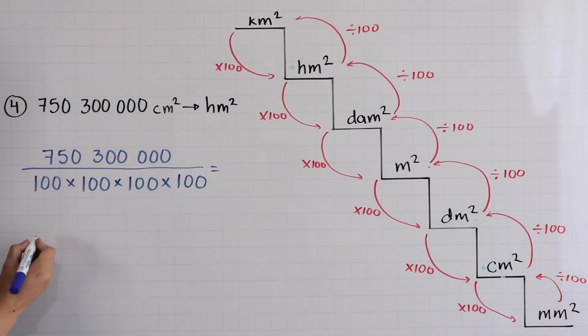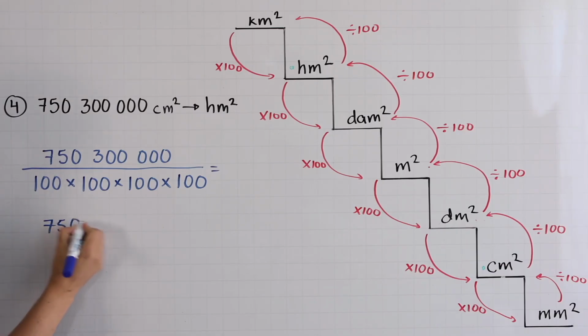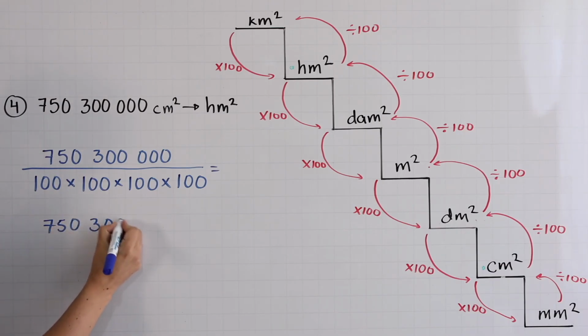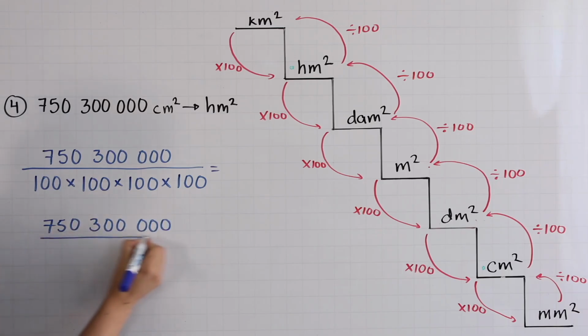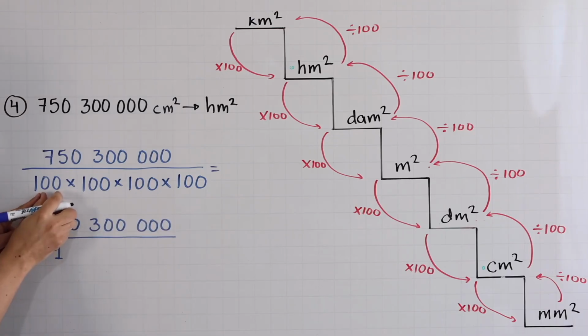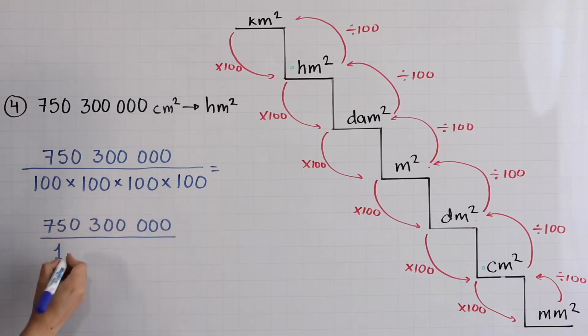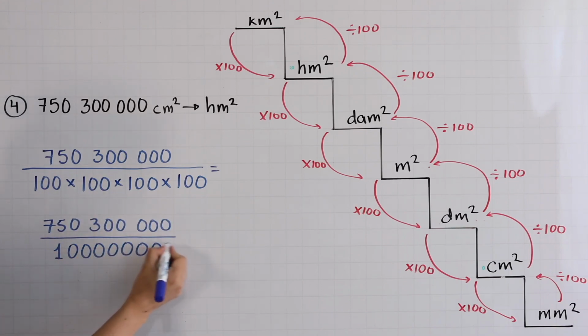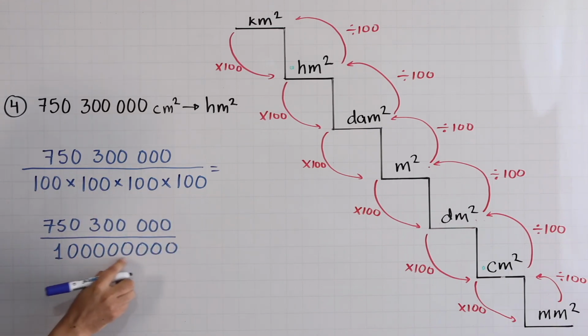Now how can we do it? Well, it's very simple. Again, we're going to write 750,300, and now in the denominator, we said we're going to put a 1 and count the zeros. 2, 4, 6, and 8. So let's add them. 1, 2, 3, 4, 5, 6, 7, and 8. There they are. Now we can start canceling, right?